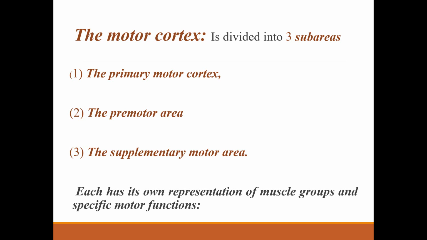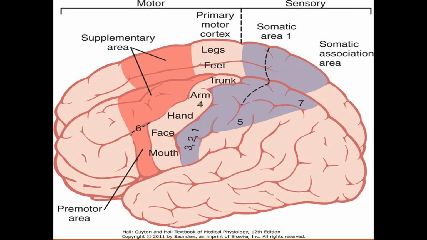Now the motor cortex is divided into three sub-areas, which are number one, the primary motor cortex, the premotor area, and the supplementary motor area. Each has its own representation of muscle groups and specific motor functions. You can see the area which is anterior to the central sulcus, including the posterior 1/3 of the frontal lobe, that is actually making the motor cortex. And it comprises three areas: primary motor cortex, the supplementary area, and the premotor area.